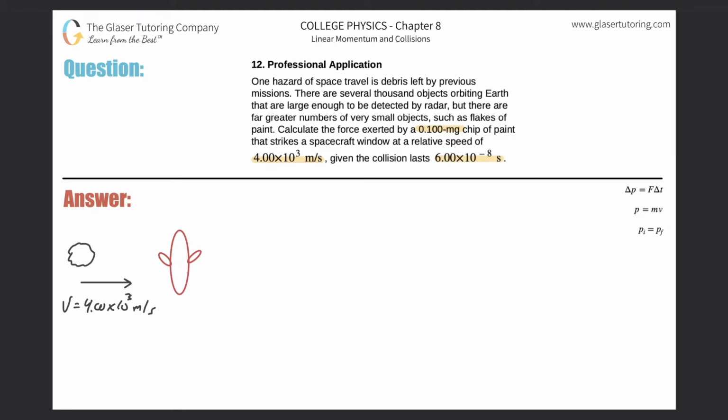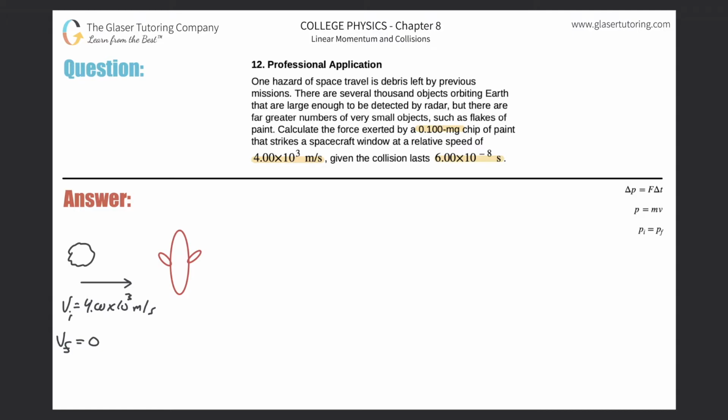All right. So here's our chip of paint, and it is about half the size of the spacecraft, so that's I guess a pretty large chip of paint, and it is traveling in this direction. It has a certain velocity. We'll call this the initial velocity. And there's one assumption that has to be made here. When the paint hits the spacecraft, its velocity will be 0 at the end. So the final velocity of the paint chip will be 0.